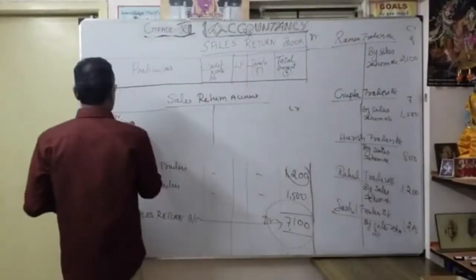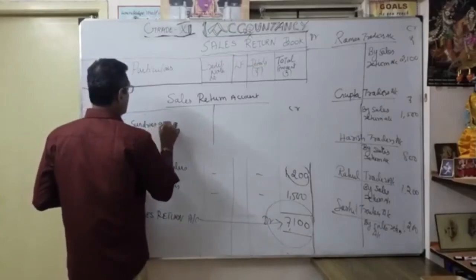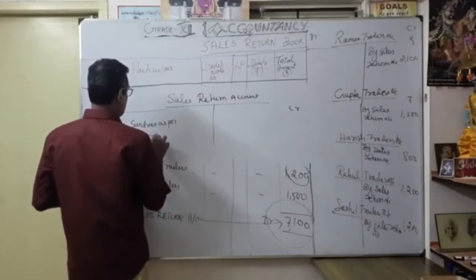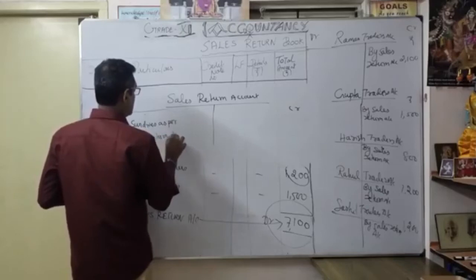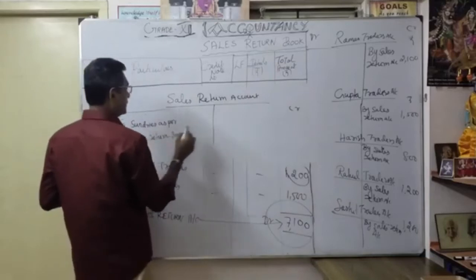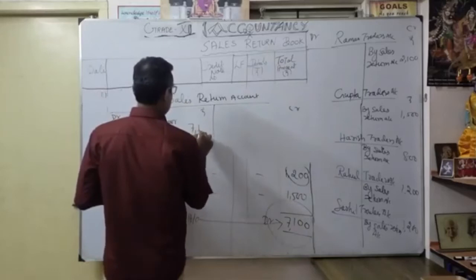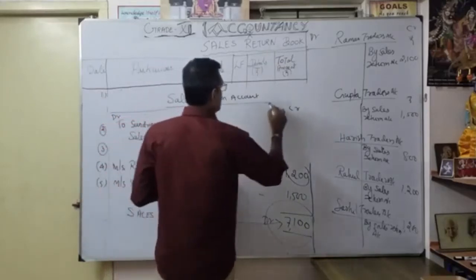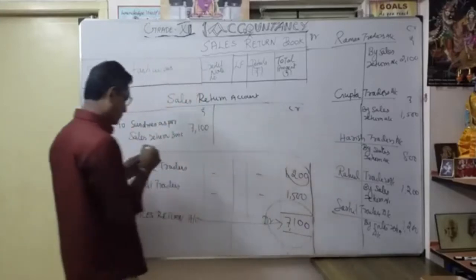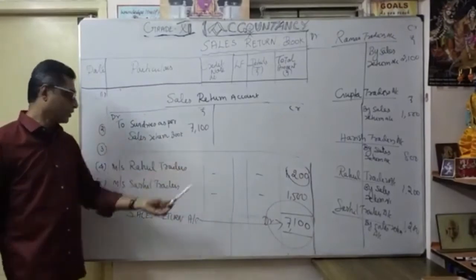How to write? To sundries as per sales return book. Right, this one. To sundries as per sales return book. How much? 7,100. Understood now? So that's very, very important here. In the sales return account: to sundries as per sales return book 7,100.